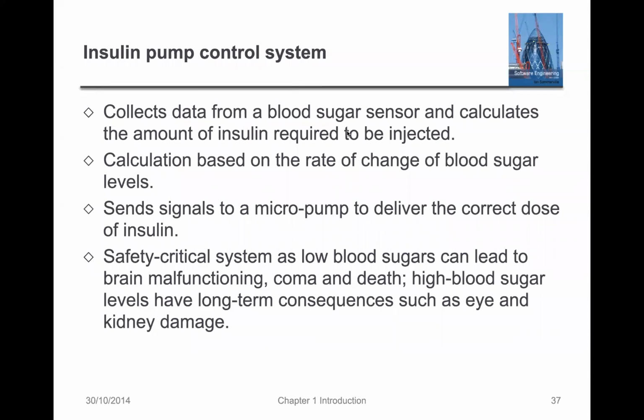So it wouldn't give the correct dose of insulin, and this can cause brain malfunctioning. It can lead a person to a coma. It can kill a person. So you see, this is a safety critical system. You have to design software that is very reliable, very dependable.